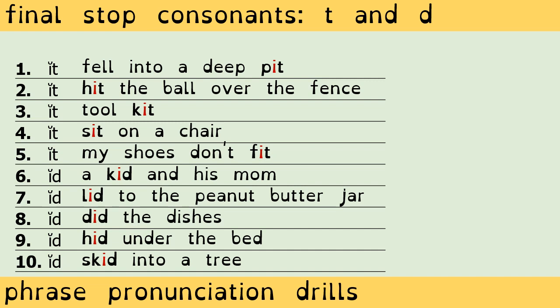The short I sound. 1. It. It fell into a deep pit. 2. It. It hit the ball over the fence. 3. It. Tool kit. 4. It. Sit on a chair. 5. It. My shoes don't fit.